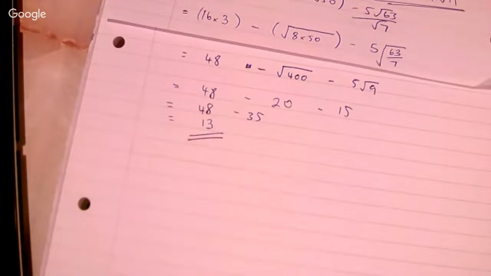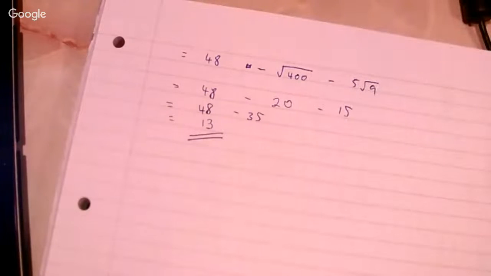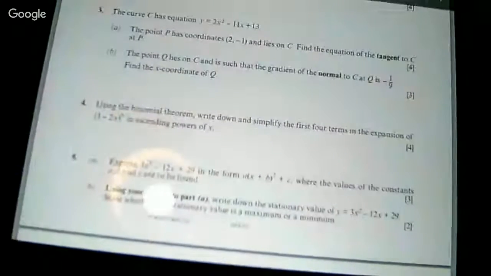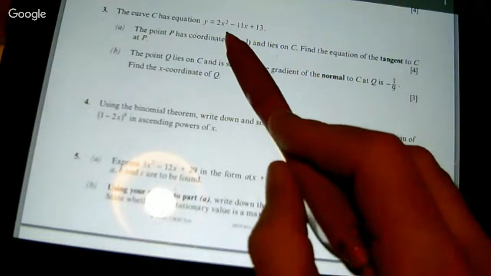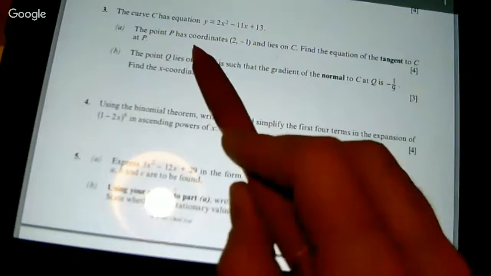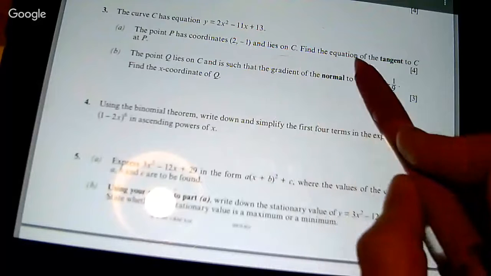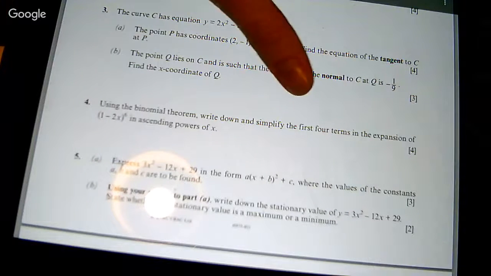So question 3. And this one is the curve has the equation. Okay, so question 3, just pop that to one side. And it says the following. So the curve has the equation y equals 2x squared minus 11x plus 13. The point P has these coordinates, lies on C. Find the equation of the tangent to C at the point P.